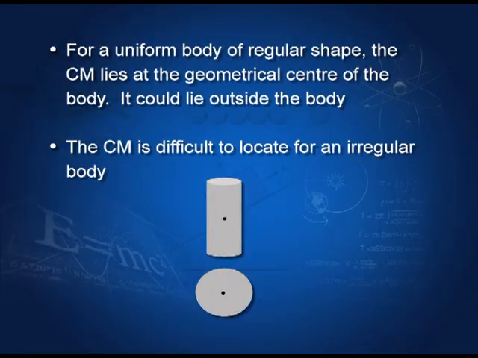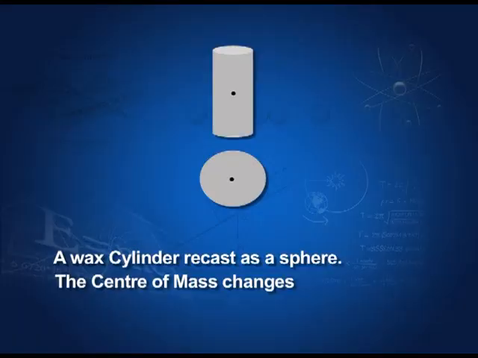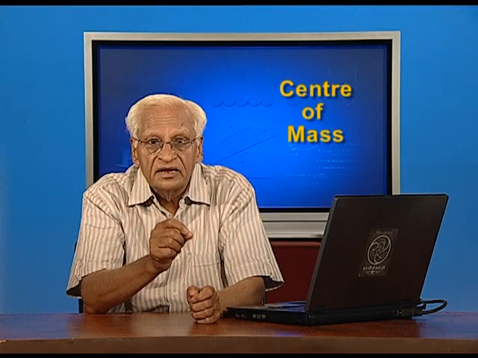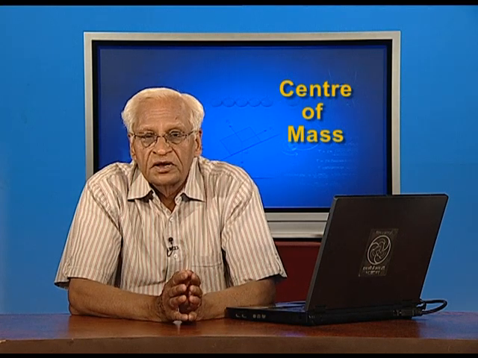The center of mass is difficult to locate for an irregular body. For a regular body, it lies at the center, geometrical center. For an irregular body, we do not know where it would lie. Here we have given an example of a wax cylinder. The wax was melted and it was reshaped into a sphere, and the center of mass changes, showing that the center of mass is a function of mass distribution of the body. In the next lecture, we take the very important topic of angular momentum and its conservation.